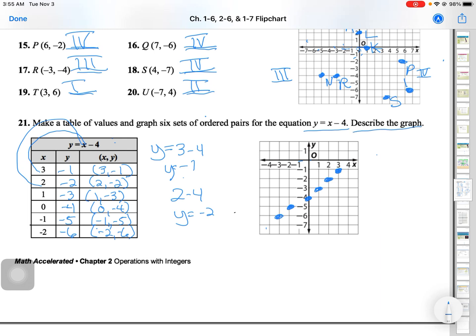It says describe the graph. Well, I would say that my graph is a straight line. My graph is in quadrant 3 and quadrant 4, and we're going to talk about the direction that your graph is going in coming up soon. So stay tuned.